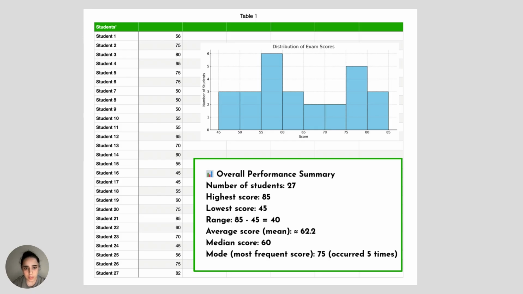And here's the distribution of the exam score, and you can see the number of the students here between 45 to 50, 50 to 55, and it goes like this.